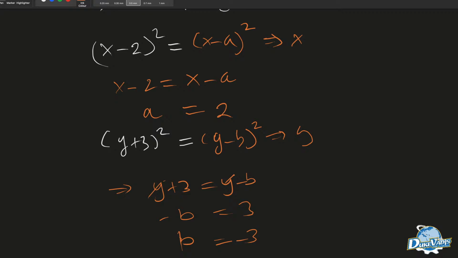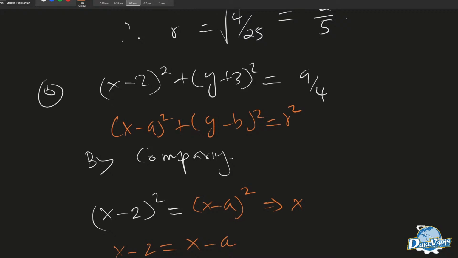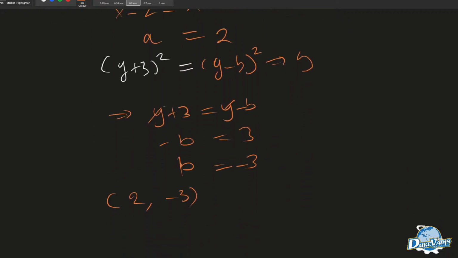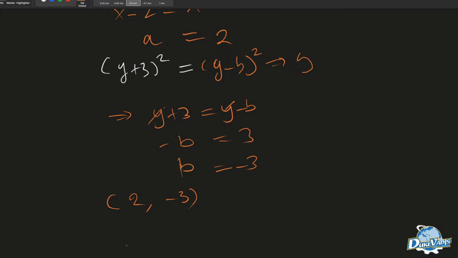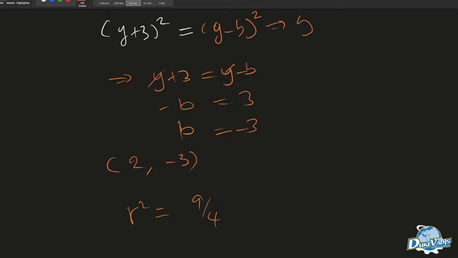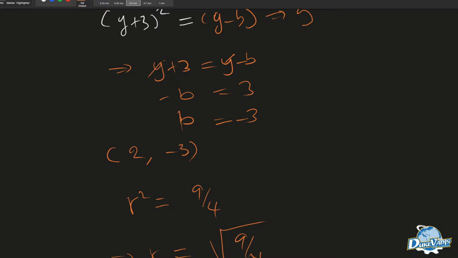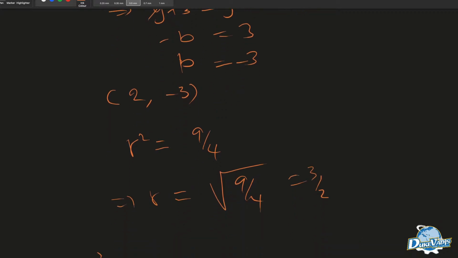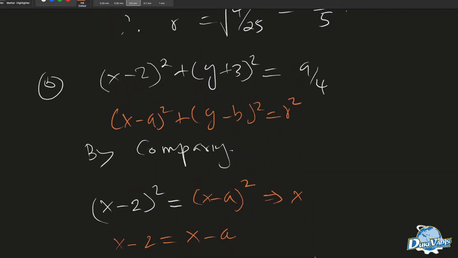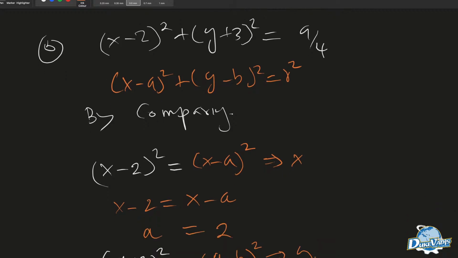But what about the radius? The radius is 9/4, meaning r squared equals 9/4. So r is equal to the square root of 9/4, giving us 3/2. Therefore, our coordinates are 2, negative 3, and the radius is 3/2. Okay, let's tackle the last bit.